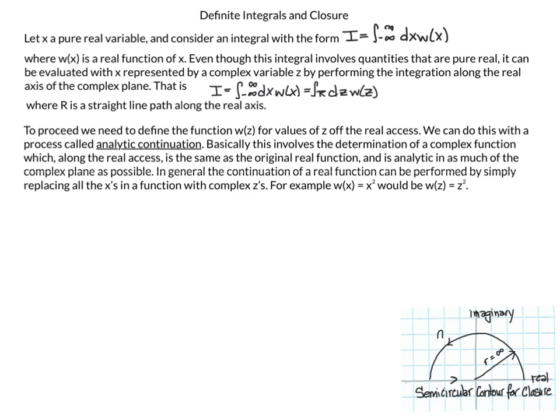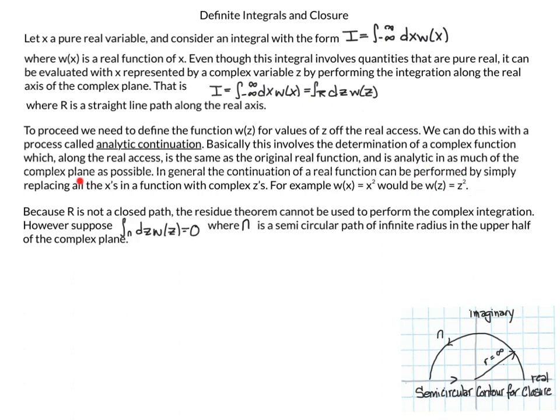In general, the continuation of a real function can be performed by simply replacing all the x's in a function with complex z's. So for example, w(x) = x squared would become w(z) = z squared. Because the real axis is not a closed path, the residue theorem cannot be used to perform the complex integration.